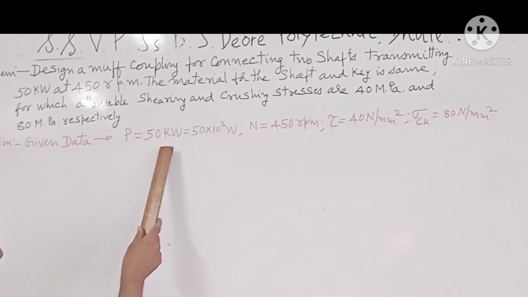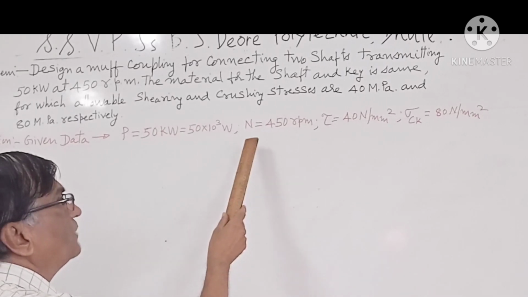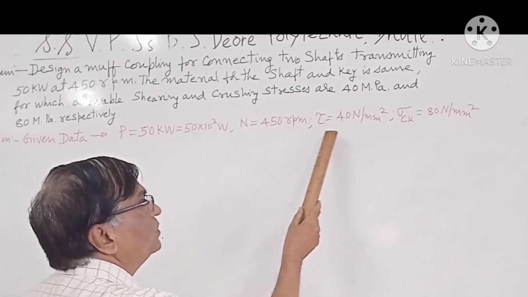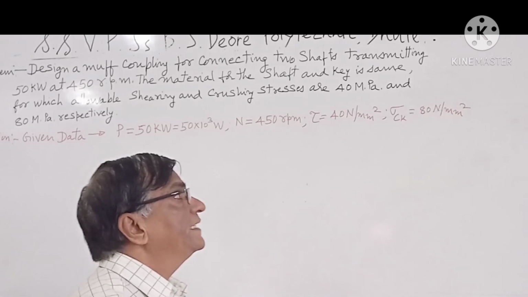Power is equal to 50 kilowatt, that is 50 into 10 raised to 3 watt. RPM, N is equal to 450 RPM, and tau is equal to 40 Newton per mm square. Sigma Ck is equal to 80 Newton per mm square.